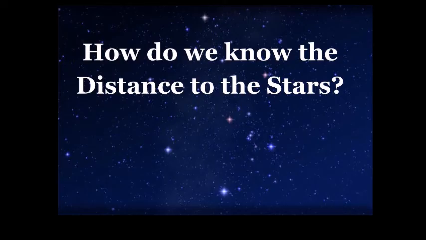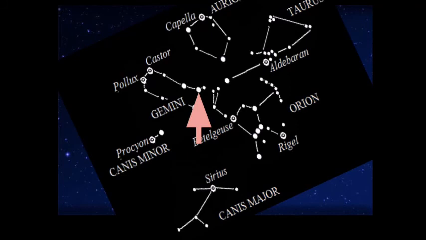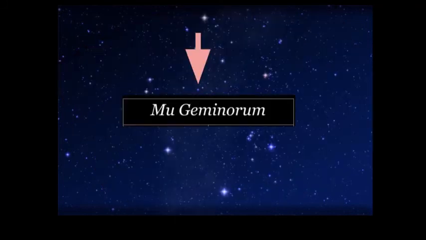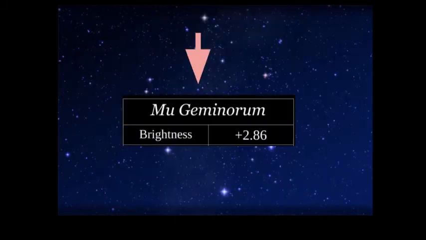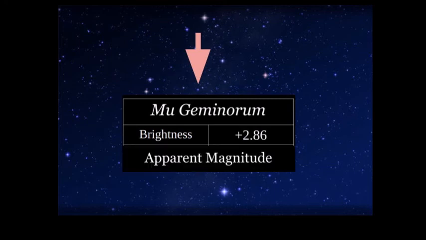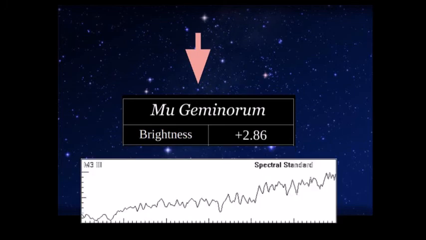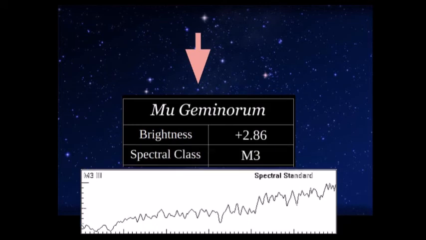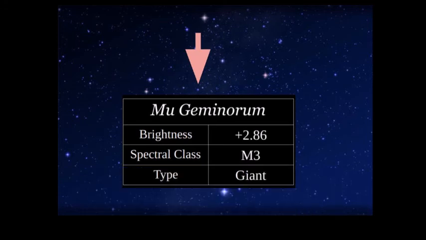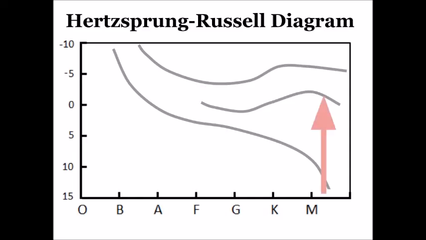On this guy. Mu Geminorum. Not one of the brightest stars in the nighttime sky, but we can measure its brightness. This value is in something called the apparent magnitude scale. It's another inverse logarithmic scale, so bigger numbers mean dimmer stars. Next, let's find its spectrum. And there it is. We can notice that it is an M3 spectrum. Now observe the width of those spectral lines. This is a giant. This is us graphing an M3 giant on the Hertzsprung-Russell diagram.